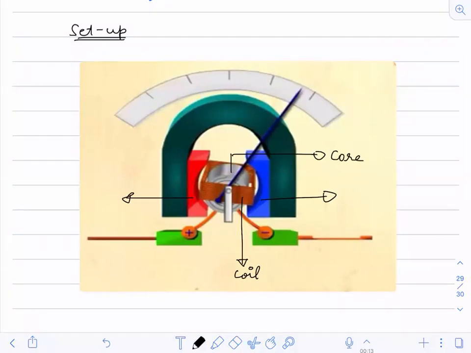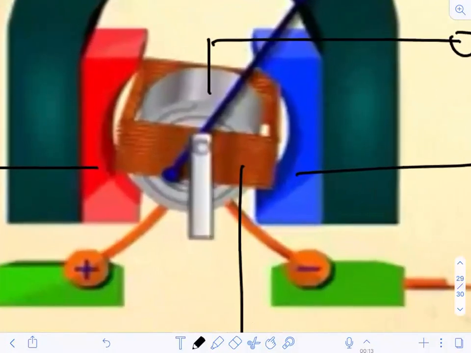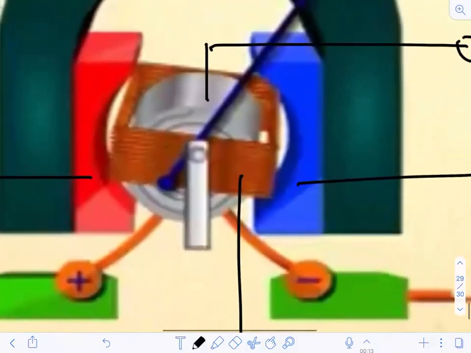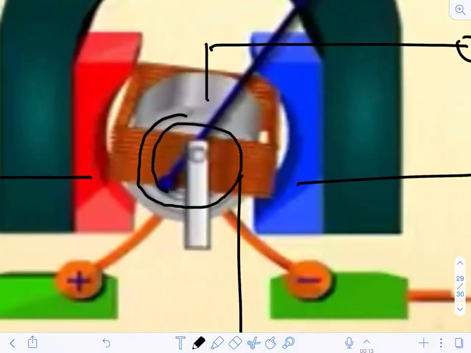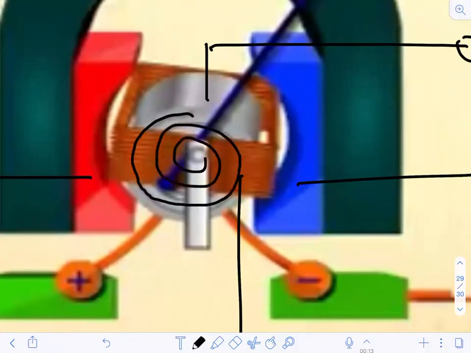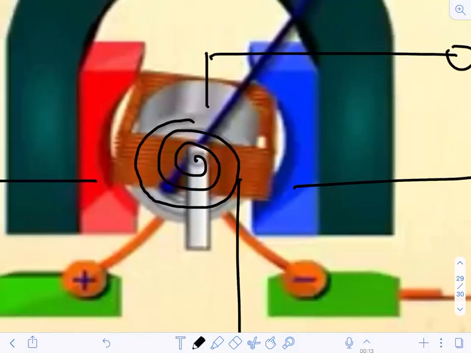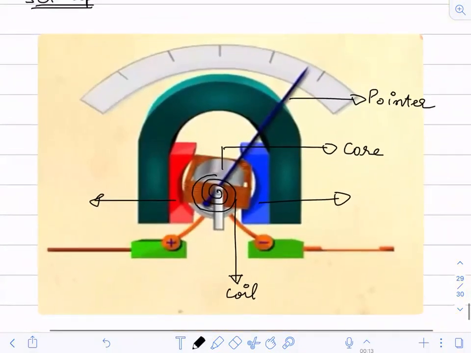This is the needle, the pointer or needle. Can you see this shape over here, and it is connected to this? Yes, can you see this structure here? It is like this. So this is a spiral spring.